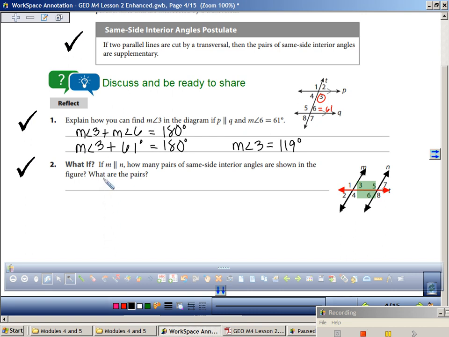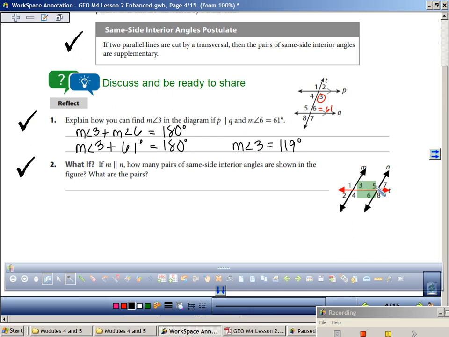Say it louder, Heaven. 3 and what? 3 and 4. Are 3 and 4 same side interior? No. They're not alternate. Alternate would be 3 and 6. Which ones would be same side?